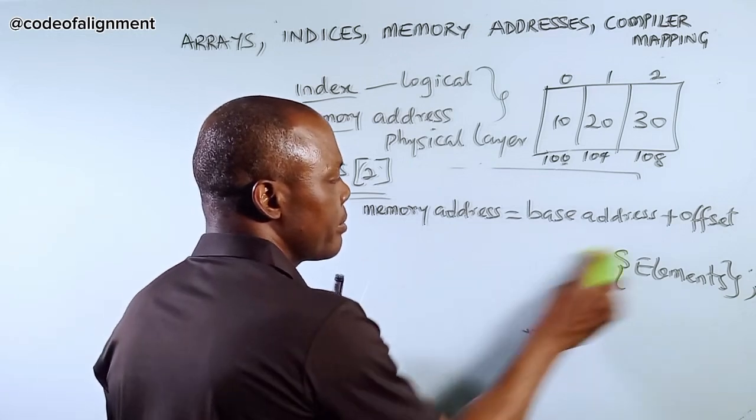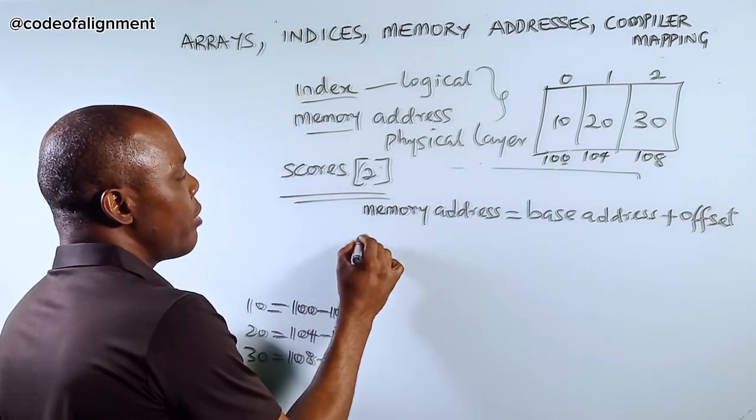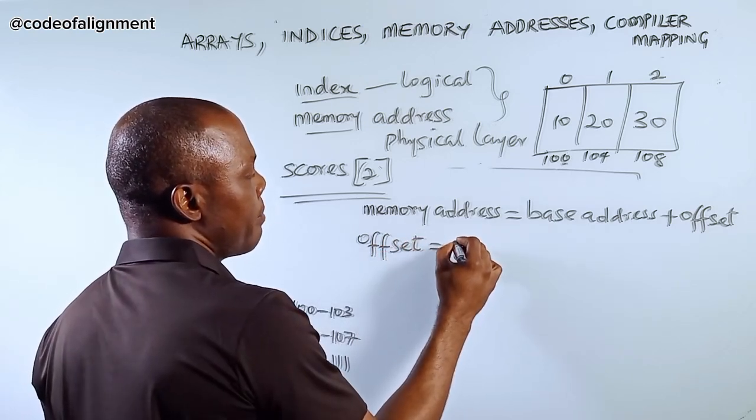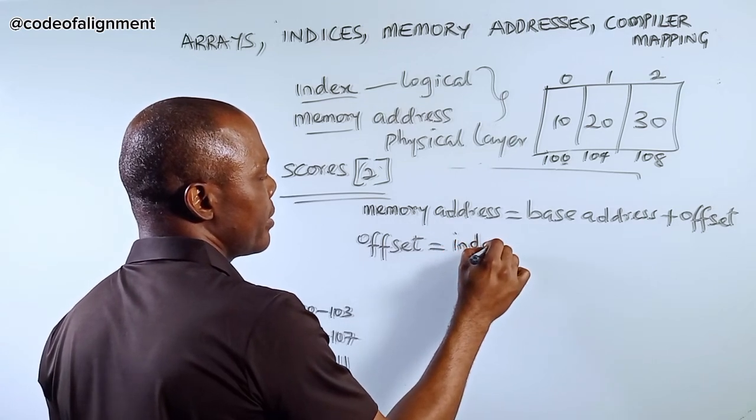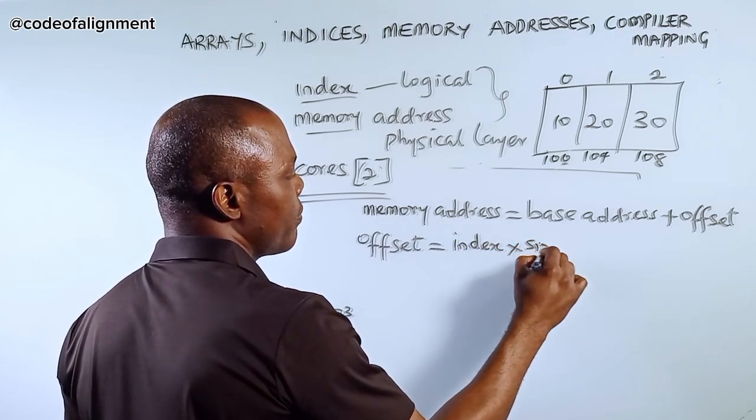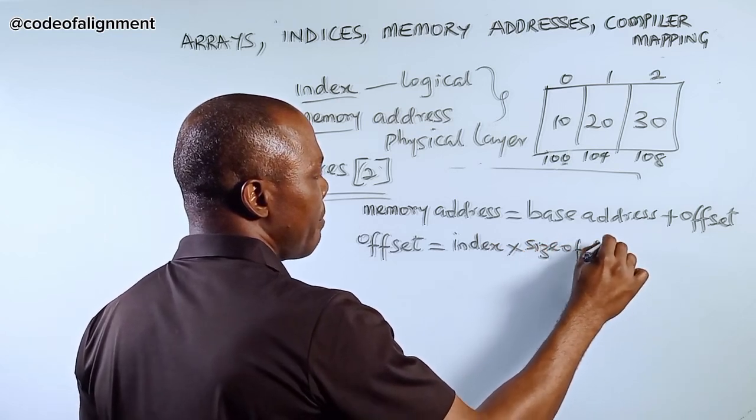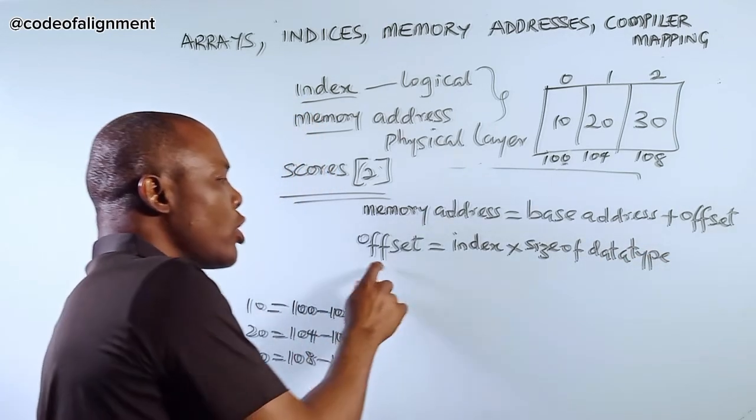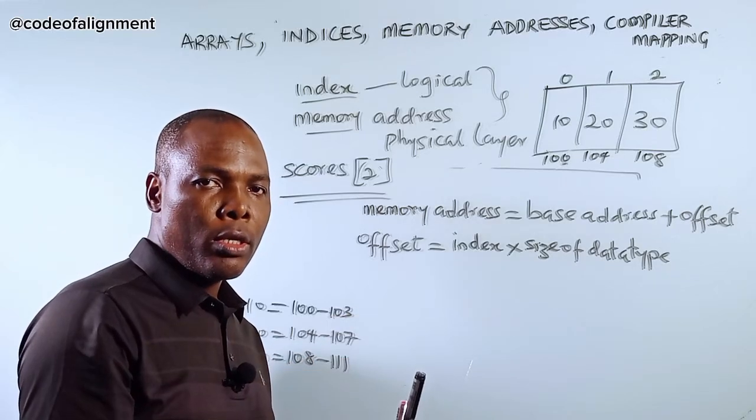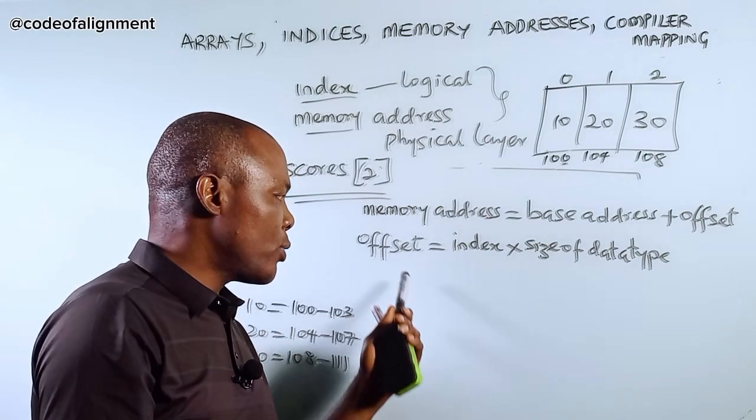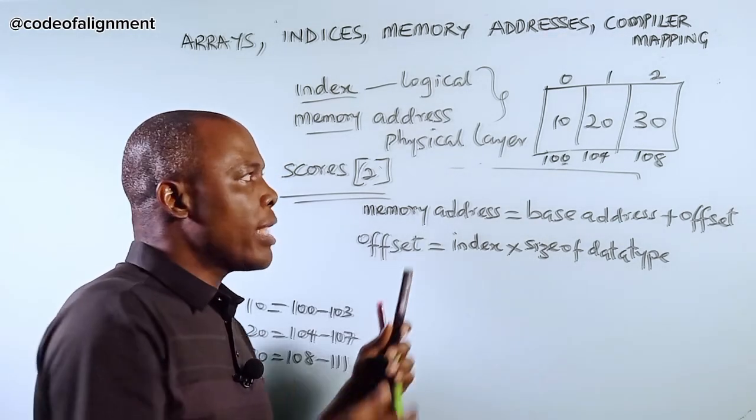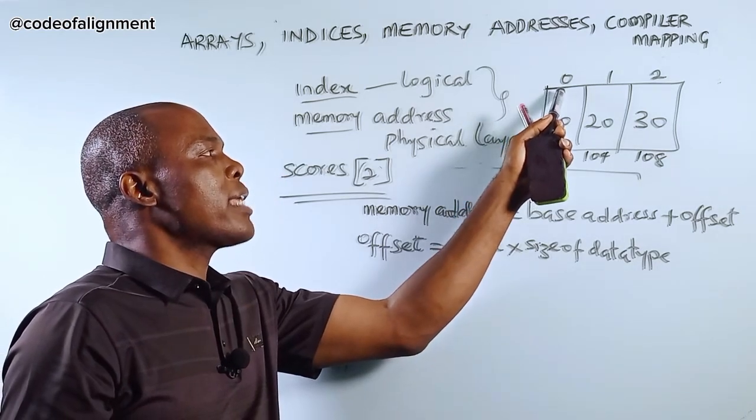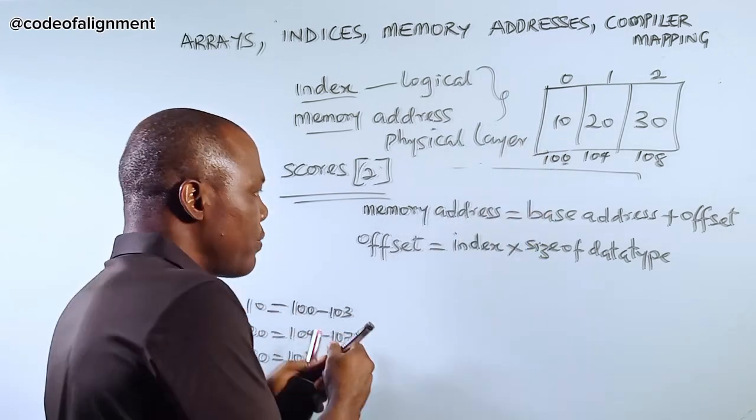where this offset equals index multiplied by size of data type. This offset is talking about the positional location of the elements. That is what this offset is all about, and that is why we are using this index. So the question you will ask is: why are we starting the index at 0 instead of 1? Because of this mathematical equation.